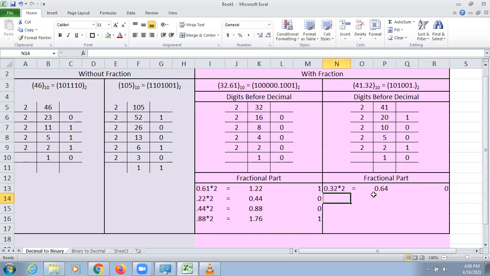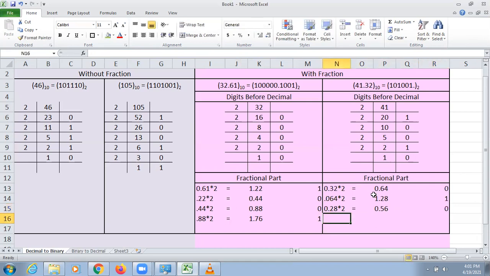Now again we have to multiply the number which we are getting after decimal, that is 0.64, by 2, which is equal to 1.28. So now we are getting 1 before decimal, so 1 we will write here. Now 0.28 multiplied by 2 is 0.56. The number which we are getting before decimal is 0 again.